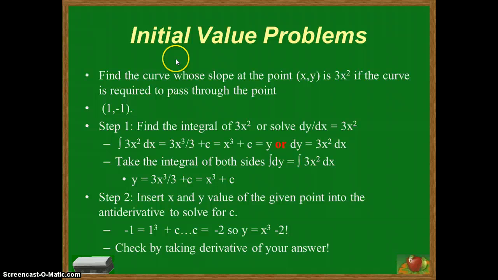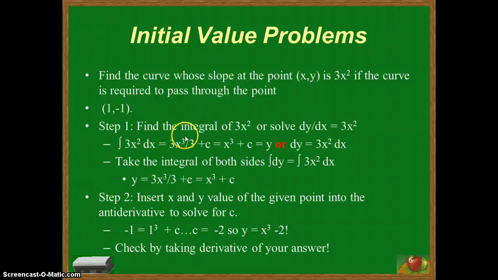Initial value problems. Okay, let's suppose you're asked to find the curve whose slope at the point (x, y) is 3x squared, if the curve is required to pass through the point (1, -1). Remember, when they tell you the slope at a point on a curve, they're really saying that that slope is the derivative. So what they're telling you is there's some function that has a derivative of 3x squared. Sounds like an indefinite integral to me.